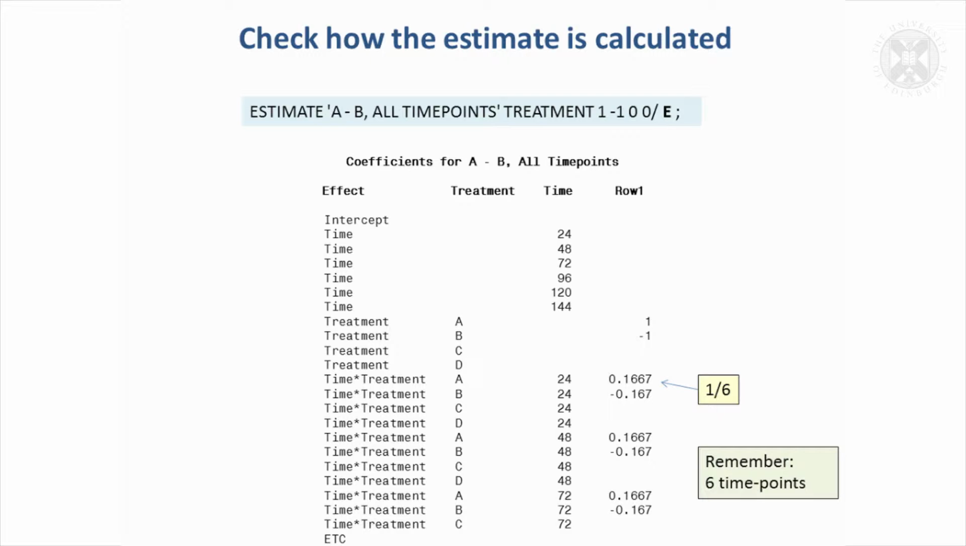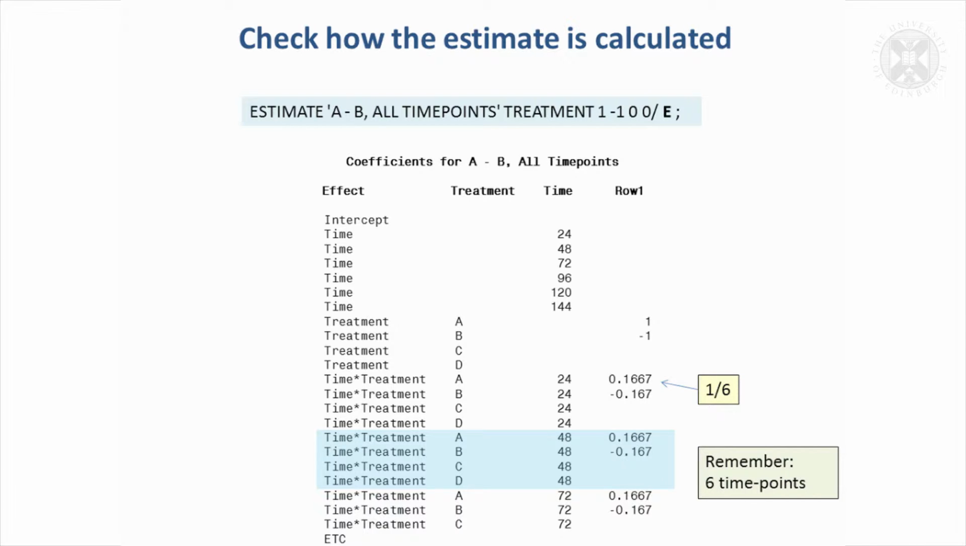By adding in this E thing into the estimate statement, it tells you more precisely how it's calculated the estimate from the model. So this row 1 column says that it's taken A minus B, but what it's also done, because there's an interaction in the model, it's had to take into account all the interaction terms, and because there's 6 time effects, it's going to be sort of plus a sixth of A minus a sixth of B, and so on for at the first time point, the 24-hour time point, same thing for the 48-hour time point, and each of the other 6 time points.